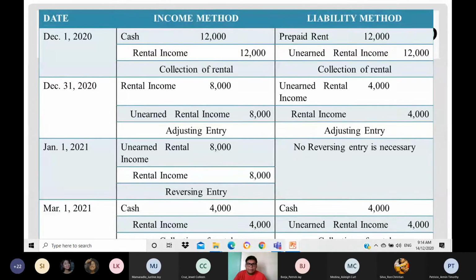Then, pagdating na December 31, you have to debit unearned rental income worth 4,000, and then credit that to rental income. So, yun yung pinaka-adjusting entry, 1,000 for the month of December.